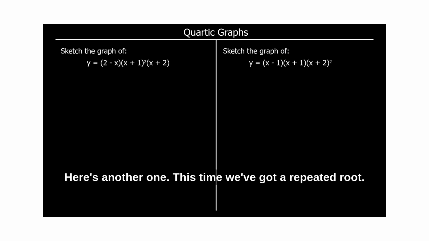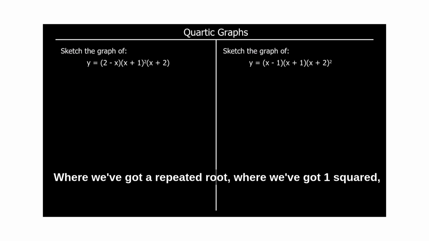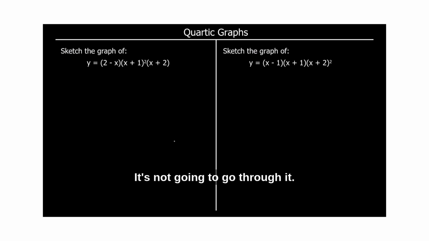Here's another one. This time we've got a repeated root. Apart from that, it's exactly the same. Where we've got a repeated root, where we've got one squared, it's going to touch the axis and then turn around. It's not going to go through it.